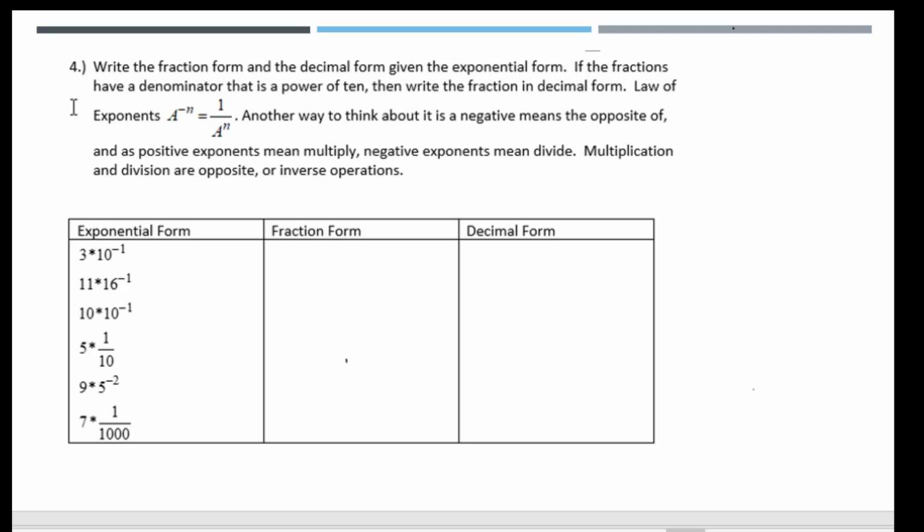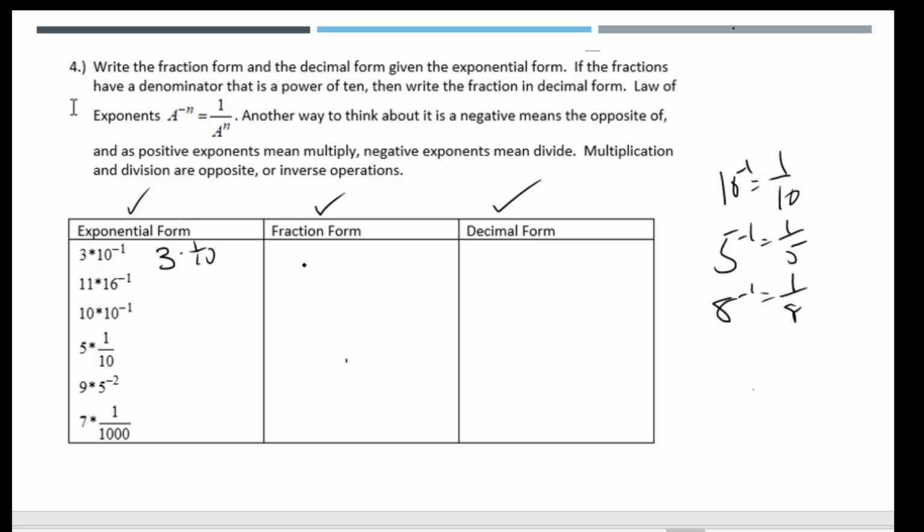So on this problem, we're going to look at the exponential form and convert it to a fraction form and then convert it to a decimal form. Now recall that anything like 10 to the negative 1 is the same as 1/10. 5 to the negative 1 is the same as 1/5. 8 to the negative 1 is the same as 1/8. So this is 3 of these, which as a fraction is 3/10. And hopefully you know as a decimal, that's none in the ones, the decimal, and 10 to the negative 1 is the first place to the right of the decimal.